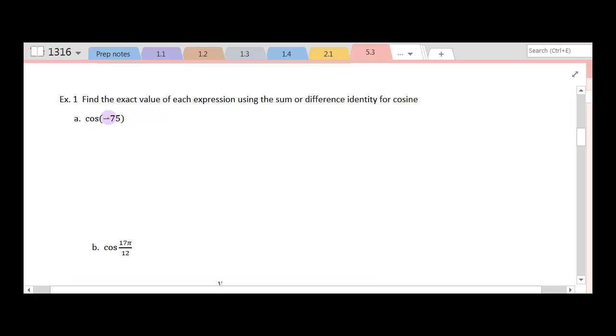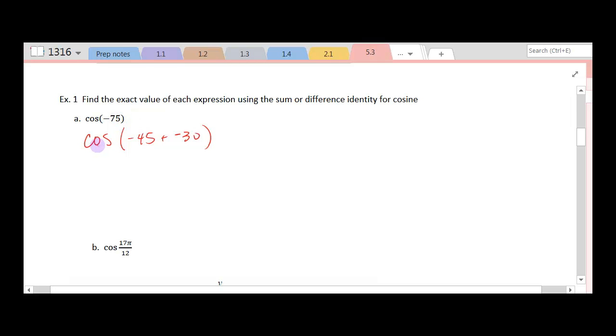So when I look at this cosine of negative 75, I want to say, what two angles that I know on the unit circle add together to give me negative 75? There's a couple of different combinations. One of them that you may have thought of is the cosine of negative 45 plus negative 30. Well, negative 45 plus negative 30 is negative 75. And I know what the cosine of negative 45 is, and I know what the cosine of negative 30 is. So we're going to use these two values to find the exact answer.